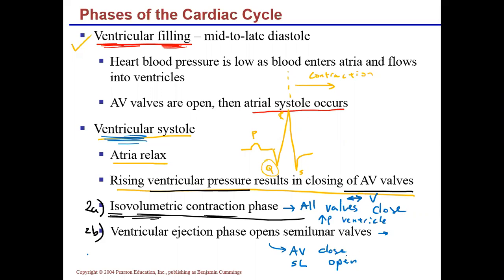All right, how about the ventricular ejection? What do you think the pressure is? Pressure is still high. What do you think the volume is? If you want, you can pause the video and guess or think of it. Give you a moment. Pause the video. Is the volume high, low, or no change?